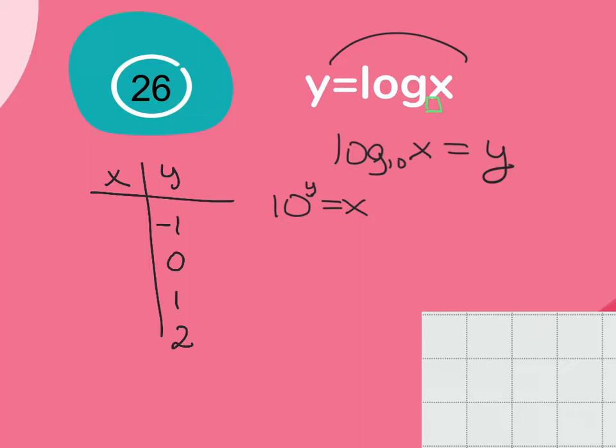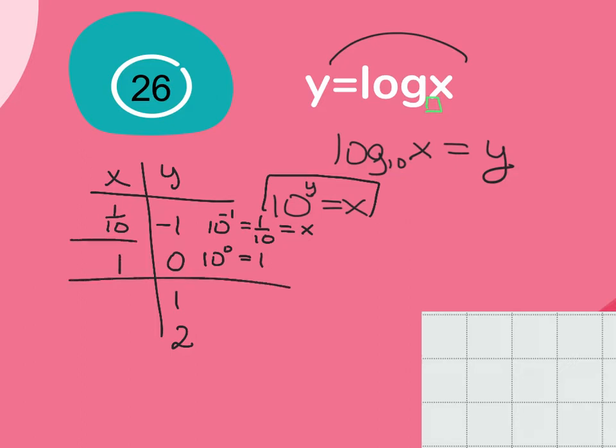So again, we're plugging these in for y. So we're doing 10 to the -1 power. Remember, a negative exponent makes it become a fraction. So this is 1/10, because this is what x equals. This is where I'm figuring it out. 10 to the 0 power equals 1. 10 to the first power equals 10. And 10 to the second power equals 100.